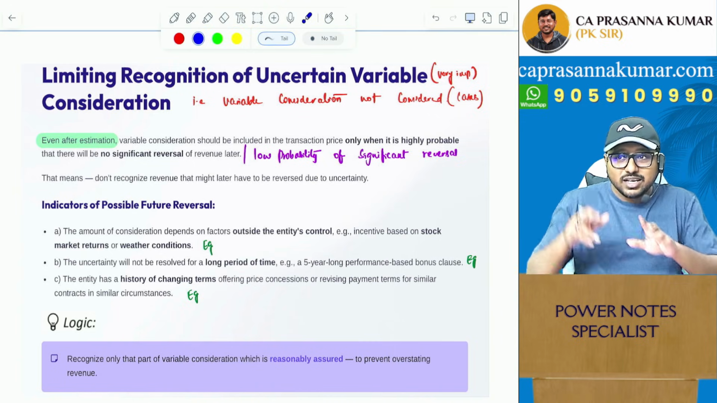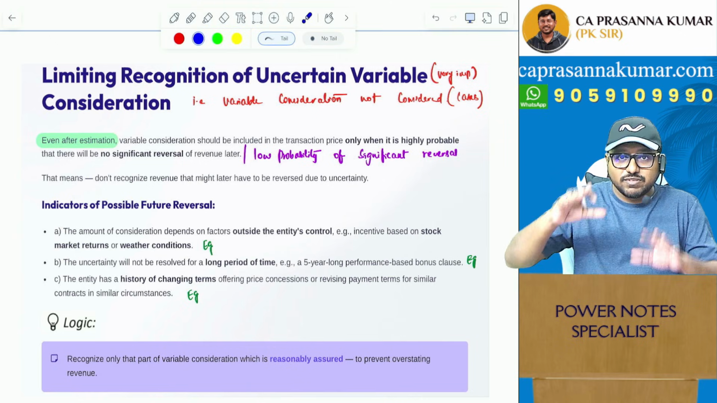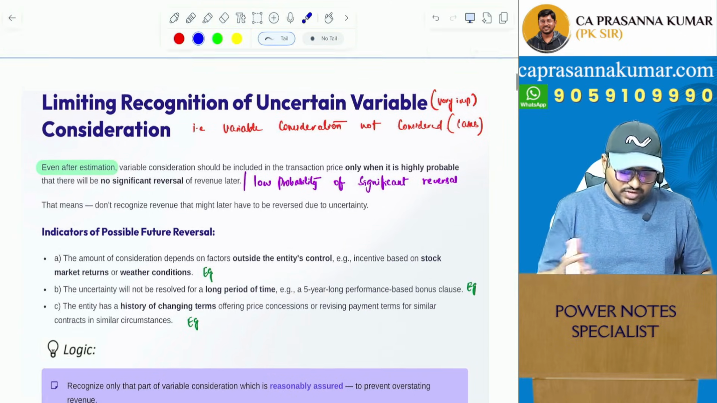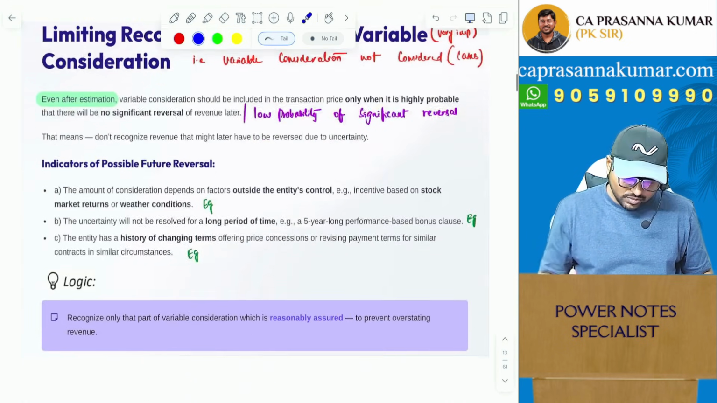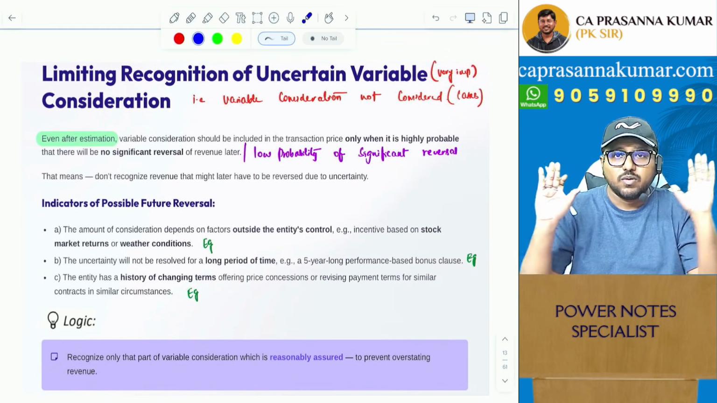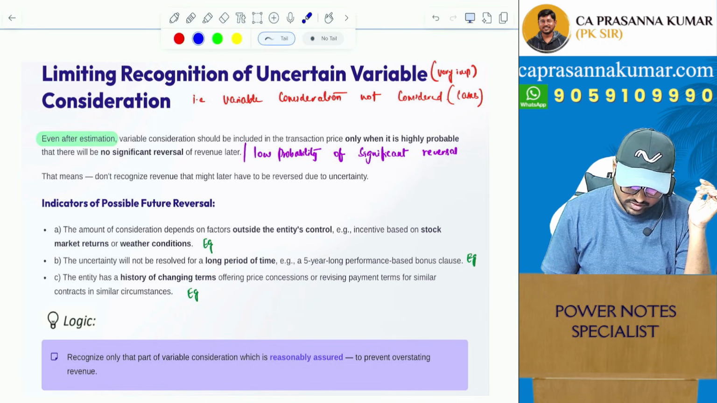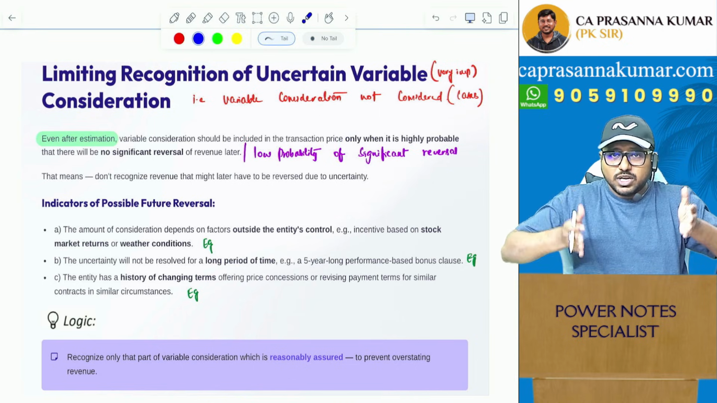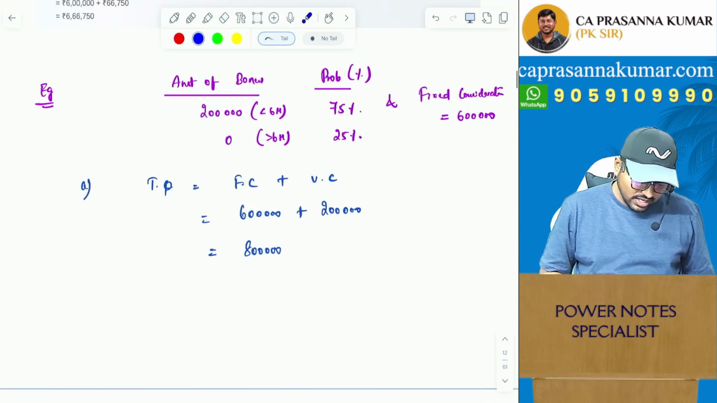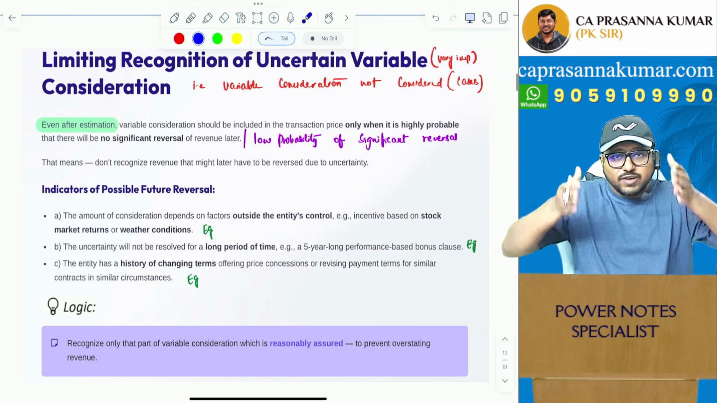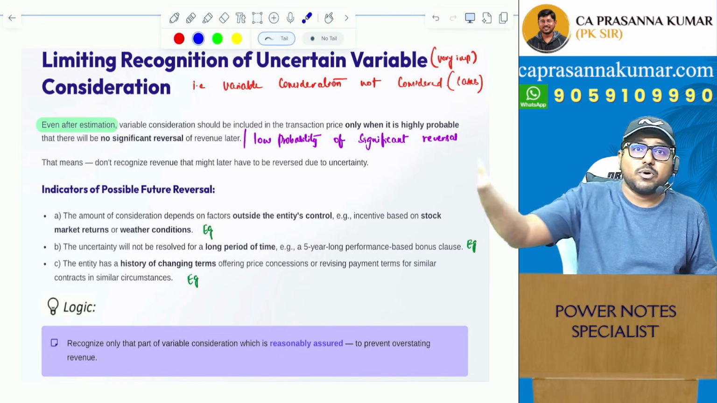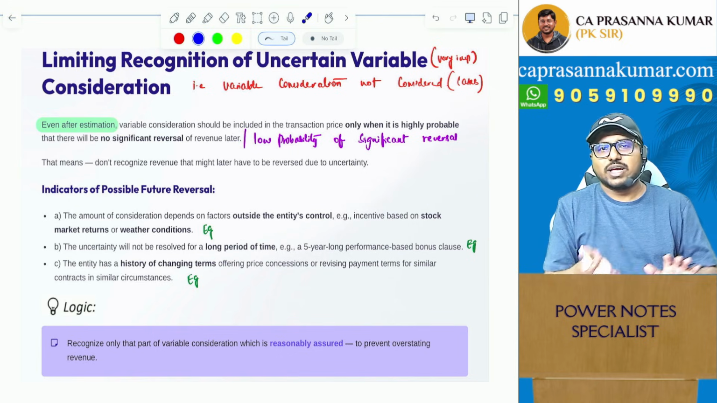That's why we are saying that if there is a high probability of significant reversal in future, they do not include variable consideration, even after applying either of these 2 methods. You understand the point? If there is low probability or no probability of significant reversal, which means whatever variable consideration you add today, in our example 66,000, tomorrow you need not reduce it, because there is no possibility of significant reversal. In that case, you can add today.